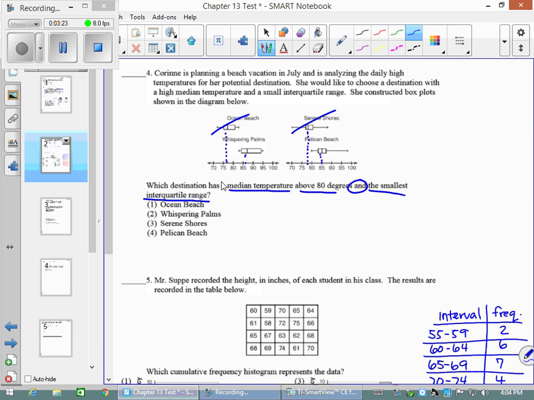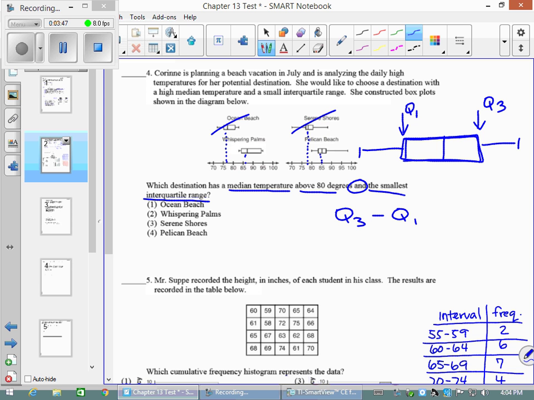So interquartile range is when you take your Q3 and you subtract your Q1, otherwise known as your upper quartile minus your lower quartile. And on the box and whisker plots, when you draw your box plot, just for a general box plot here, this represents Q1, the first part that starts your box, and this represents Q3. So if the box is bigger, it'll have a bigger interquartile range, and the smaller the box, the smaller the interquartile range. So Pelican Beach definitely has a smaller interquartile range than Whispering Palms. So the answer here was choice 4.